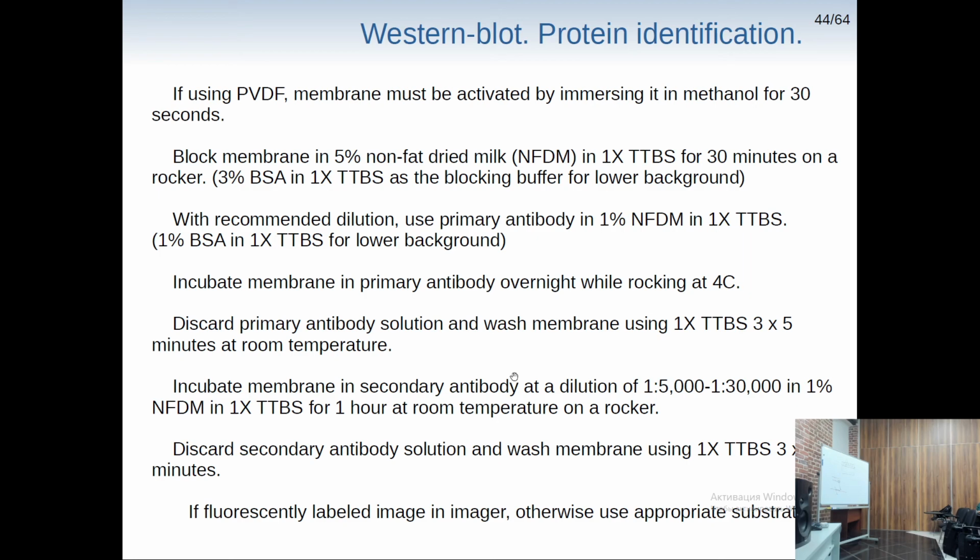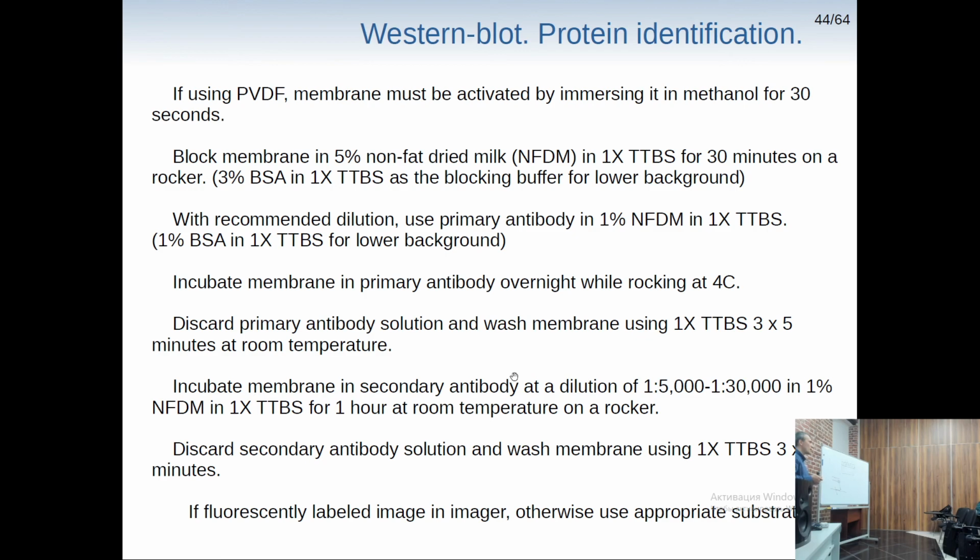So I wouldn't be reading this protocol. It's easy enough. And if you use just fluorescent labeling, you can add your secondary antibodies, and after washing, put your membrane into an imager to just see the fluorescence.